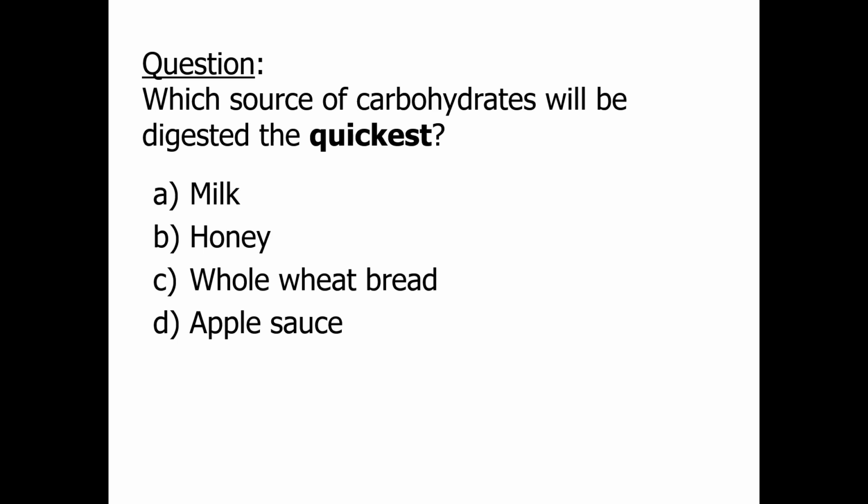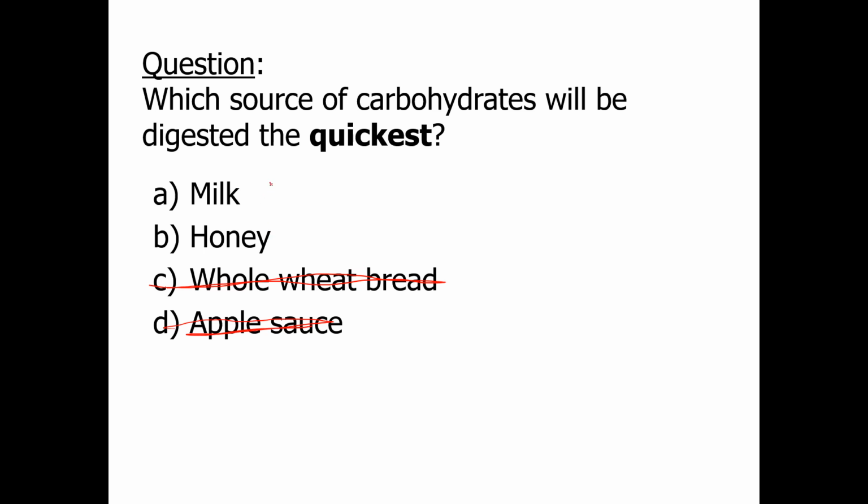Let's see which ones we can rule out. We should be able to cross off whole wheat bread. That's got a lot of complex carbohydrates in it. It's also got a lot of fiber in there, so that's going to take a long time to digest. Now, applesauce, yes, it has some simple sugars in there, but it's also got some starch and some more complex carbs, so we can cross that off. Now we're down to milk and honey.